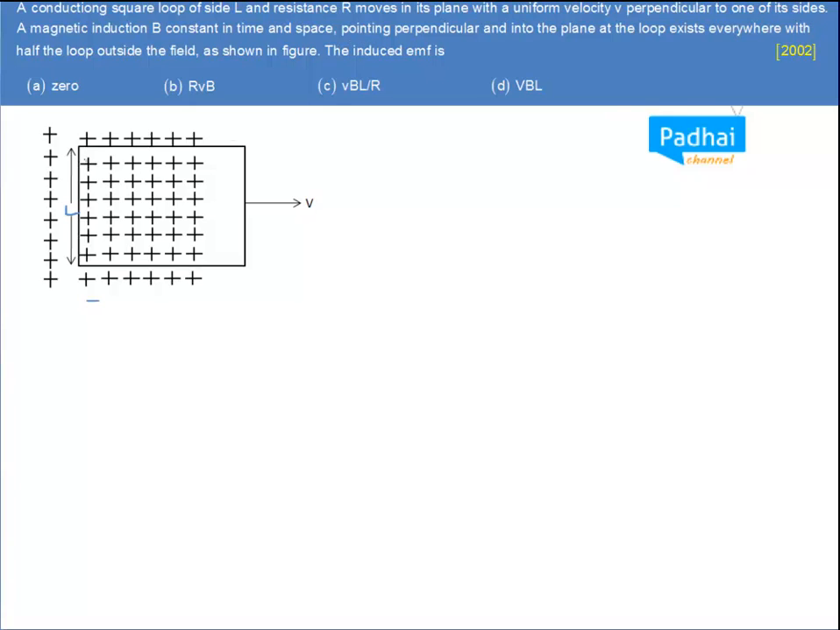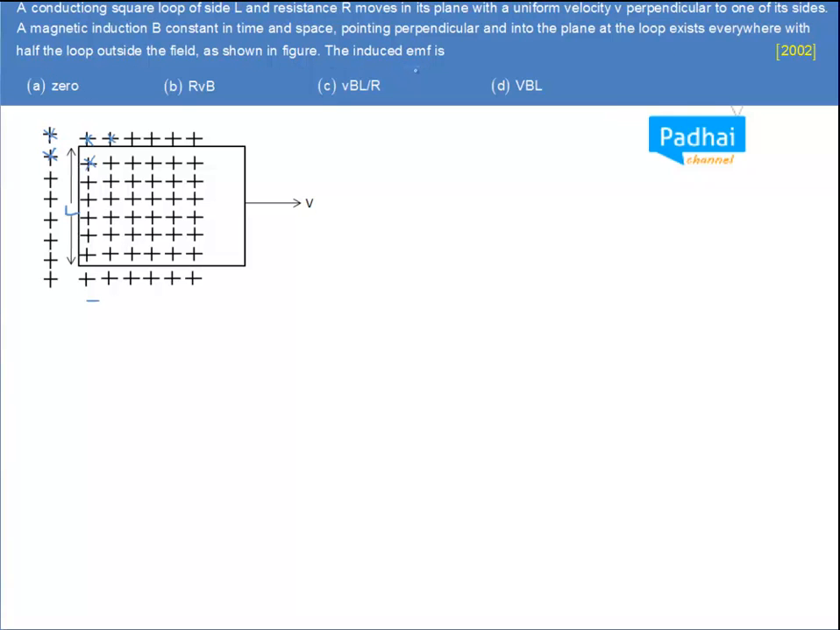This is not basically positive. These are crosses, which means they are showing out of the plane. Now the diagram is a little wrong. So pointing perpendicular and into the plane of the paper at the loop exists everywhere with half the loop outside the field as shown in the figure.